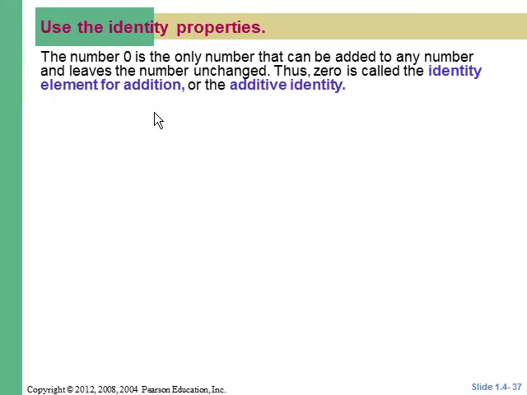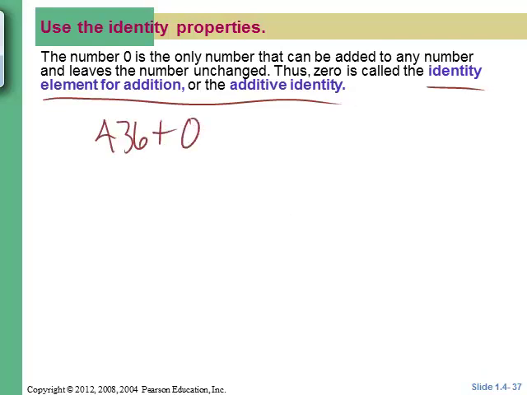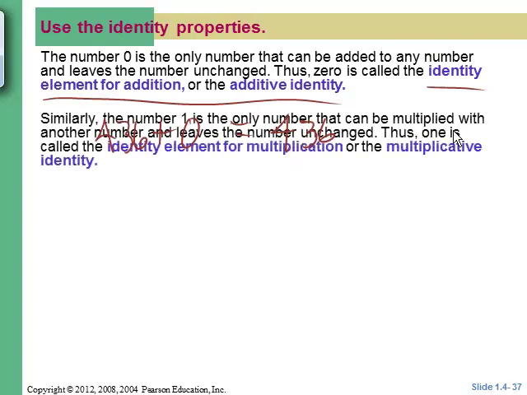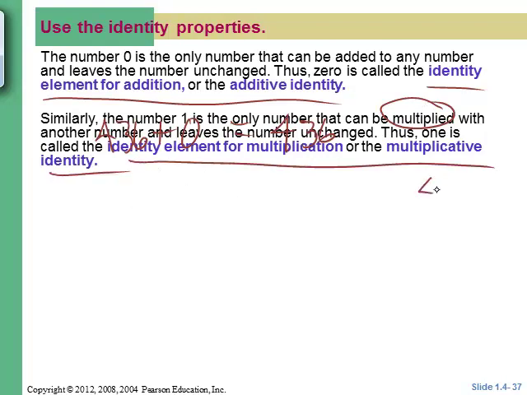Let's talk about the identity properties. What are the identity properties? Well, we know that the number 0 is the only number that you can add to any number and leave it unchanged. So 0 is the identity element for addition, or the additive identity. 436 plus 0, you aren't going to need the calculator to know your answer is 436. The number 1 is the only number that can be multiplied by another number and leave it unchanged. It's the identity element or multiplicative identity. 436 times 1 is 436. You don't need a calculator for that.